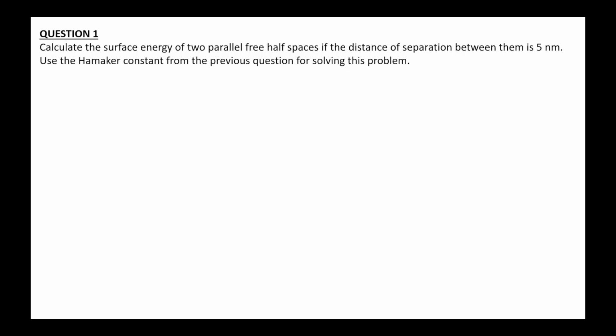So question 1, let me read out the question. Calculate the surface energy of two parallel free half spaces, if the distance of separation between them is 5 nanometers. Use the Hamaker's constant from the previous question for solving this problem. Let me just give the value of Hamaker's constant, and I hope you can solve this question on your own.